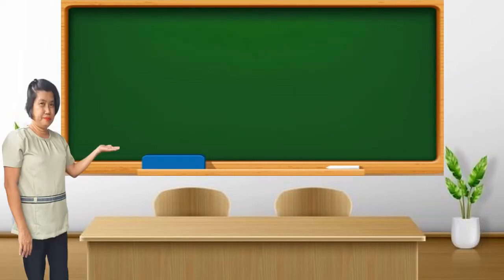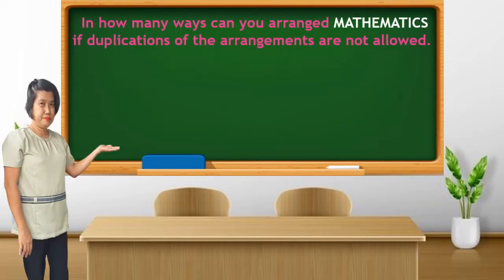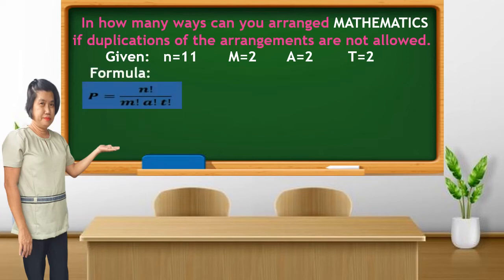Now let's have the examples. In how many ways can you arrange mathematics if duplications of the arrangements are not allowed? Let's have the given. N equals 11, M equals 2, A equals 2, T equals 2. Substitute in the formula: P equals n factorial over m factorial, a factorial, t factorial, is equal to 11 factorial over 2 factorial, 2 factorial, 2 factorial.